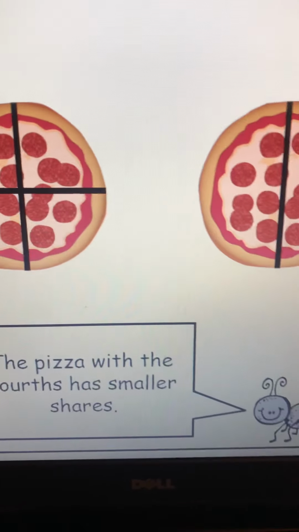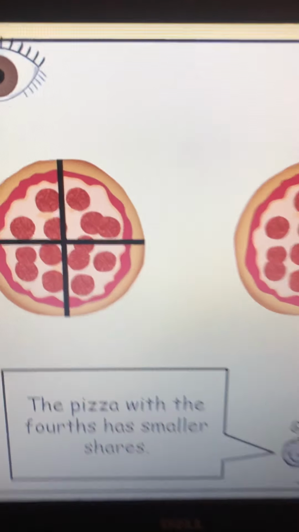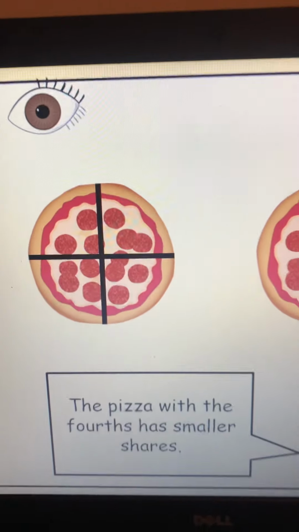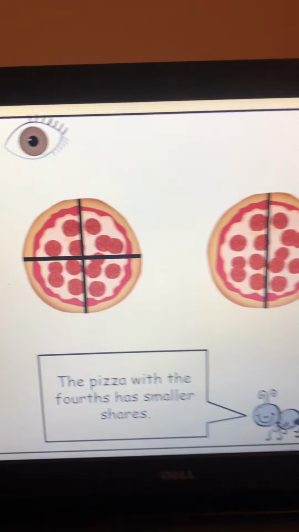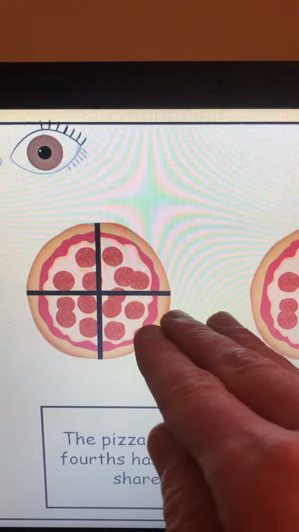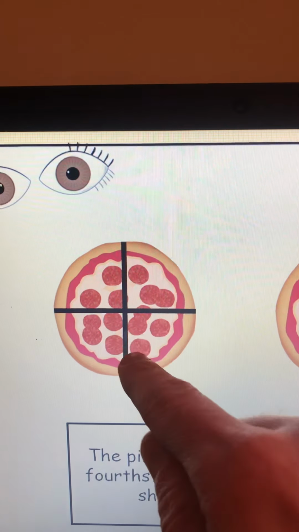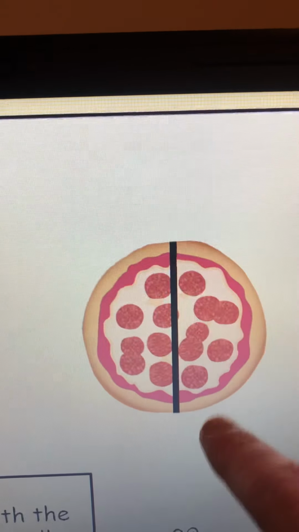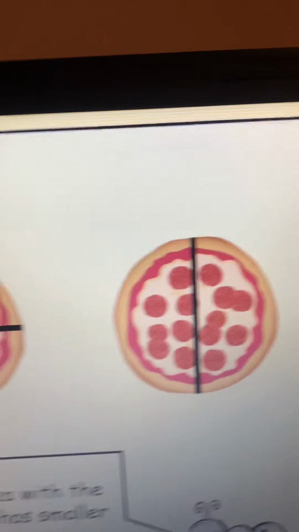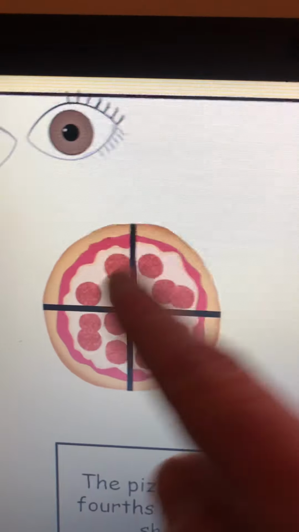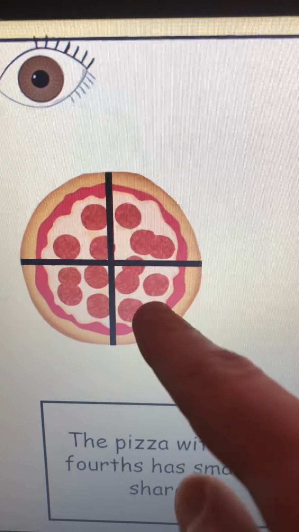So what does fourths mean? Fourths just means that it's cut into 4 parts. So you can see that if you were getting a piece of pizza, and if you got this piece, it would be a lot smaller than if you were getting this piece. So that's what it's saying here. The pizza with the fourths has smaller shares.